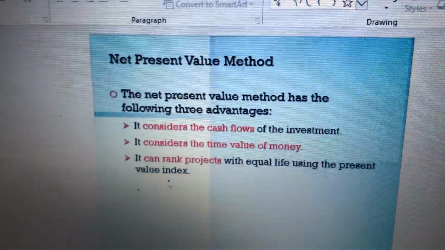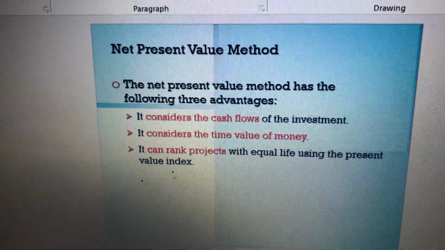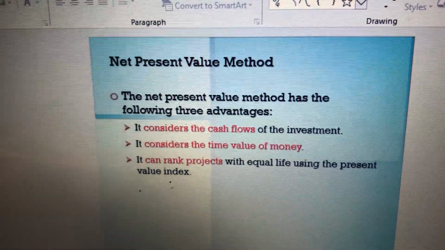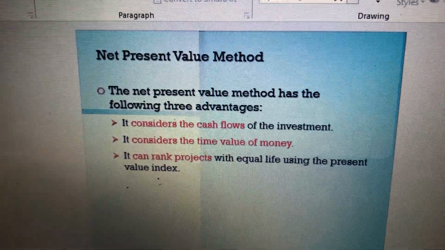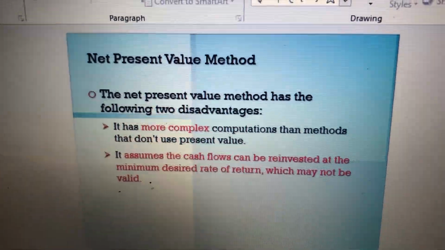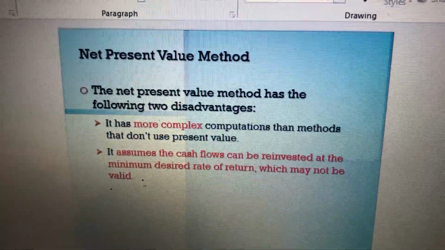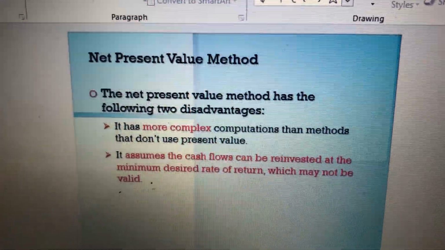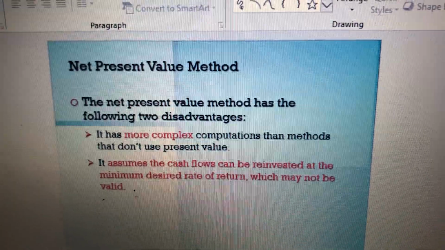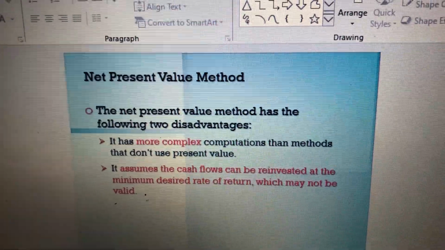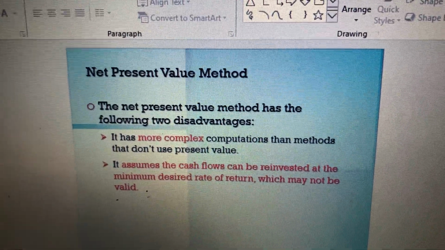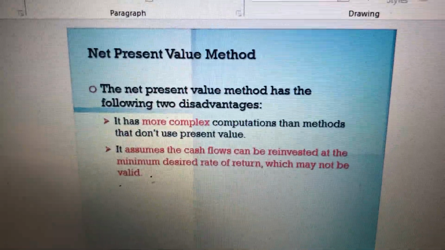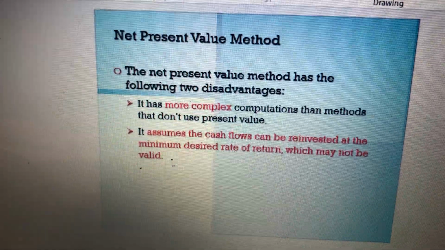Okay, look at the advantages here. Net present value considers cash flow, time value of money, and you can rank projects using it. Okay. Disadvantages, it's much more complex, as you can see. You actually need a financial package perhaps to do big investments like this, or at least a financial calculator. And it assumes that you can reinvest the money at a desired rate, which may not be valid. Okay, you may not get the rate of return that you want.